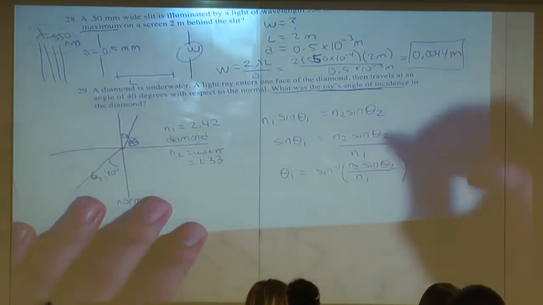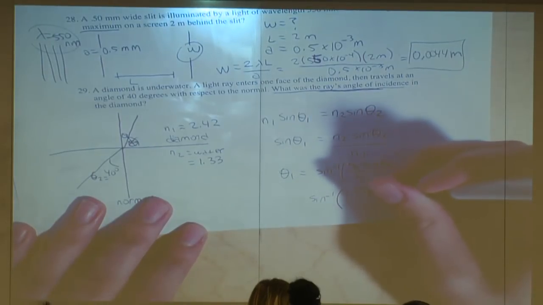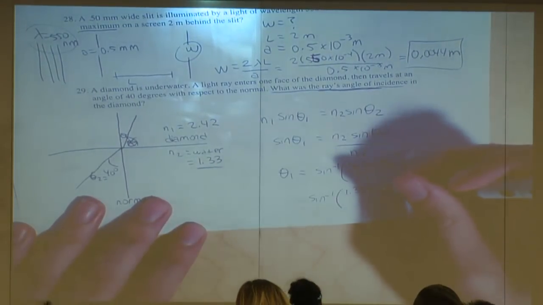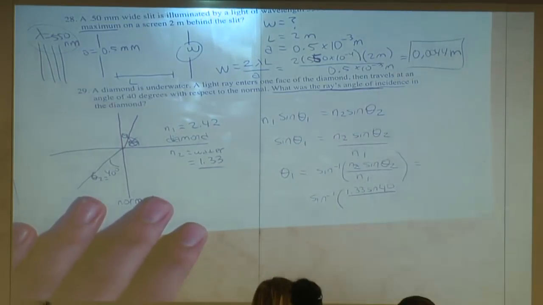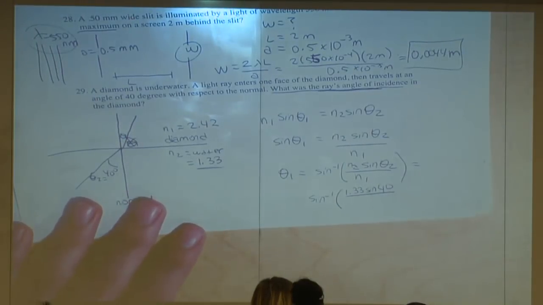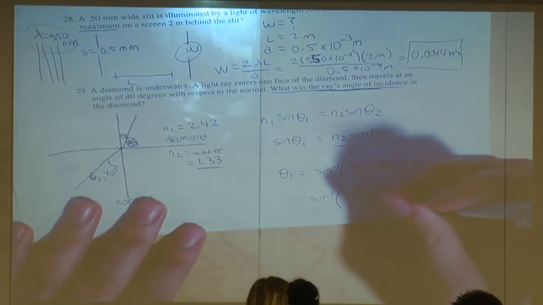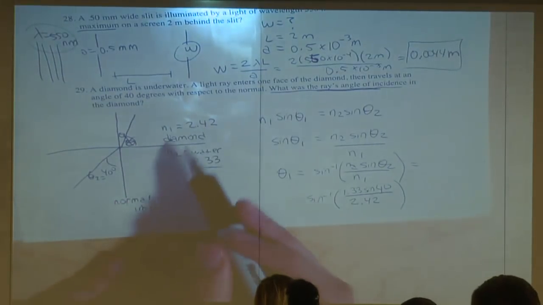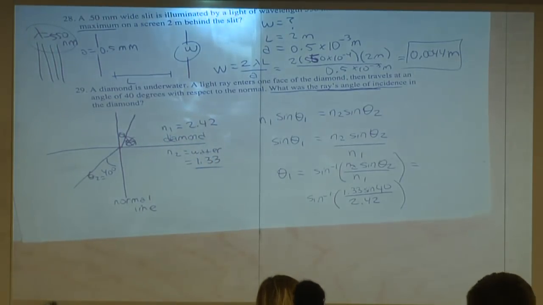So that's going to be equal to inverse sine of 1.33 sine. Remember we said N2 is the water, right? So 1.33 sine, and then theta 2 is 40. Always remember to make sure your calculator is in degrees if they give you degrees. So sine 40 over 2.42, that's N1. It doesn't technically matter which one you make N1 and N2, but it just makes sense for this one on top to be N1, so the angle of incidence is theta 1, N1, and as you keep going down, that's N2 theta 2.